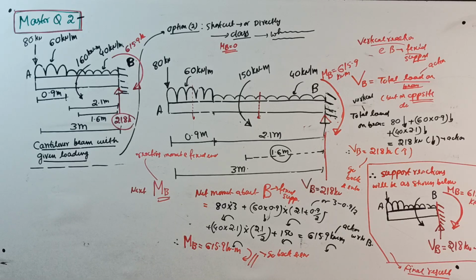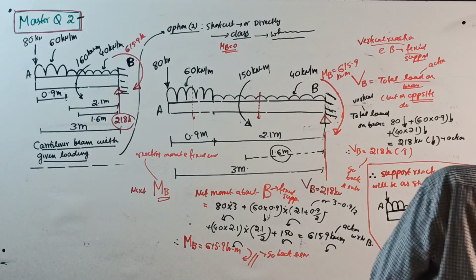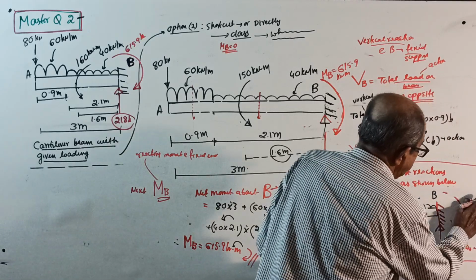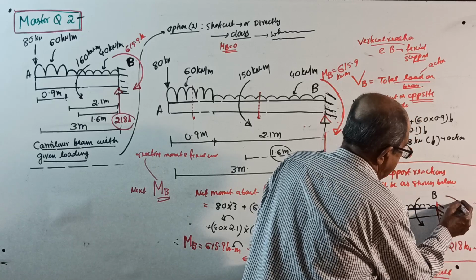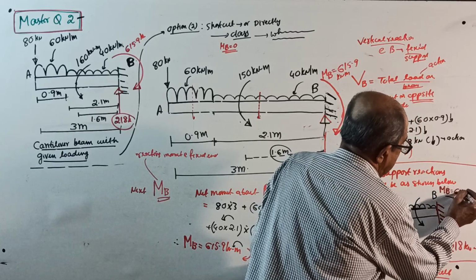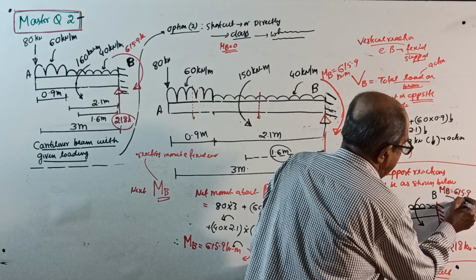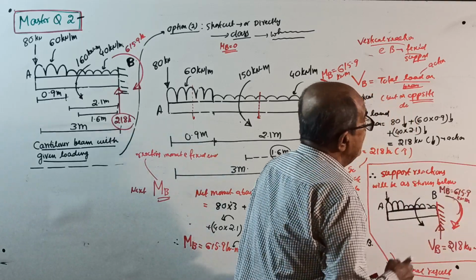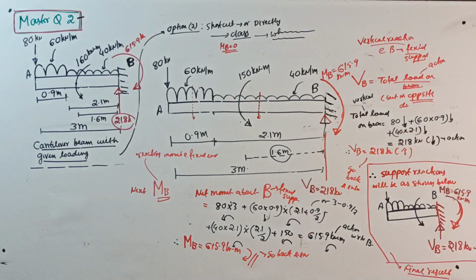Again, same problem. If you are seeing still, 615.9 is not visible here. Camera problem. MB 615.9 kilonewton meter. When I entered there, it went out of camera. I checked it now. Okay. If you watch up to the end, you can see this correction. Okay, done.